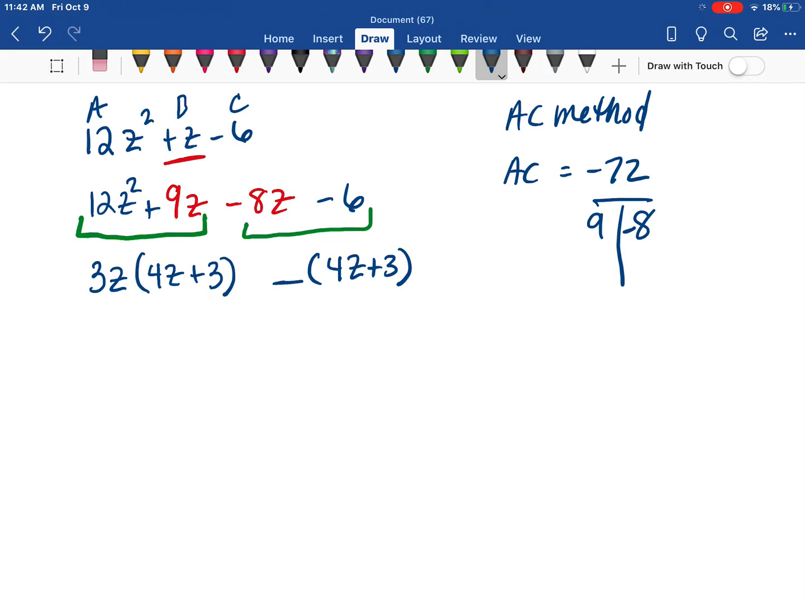So I need to figure out what I should put in front here. When I multiply by 4z plus 3, I need to get -8z minus 6. So that would have to be a -2. If I put a -2 in front and I take -2 times 4z, that will give me the -8z. And a -2 times a positive 3 will give me a -6.